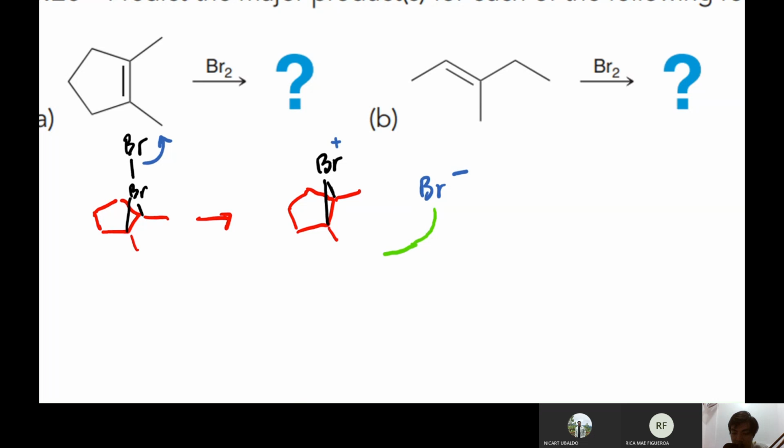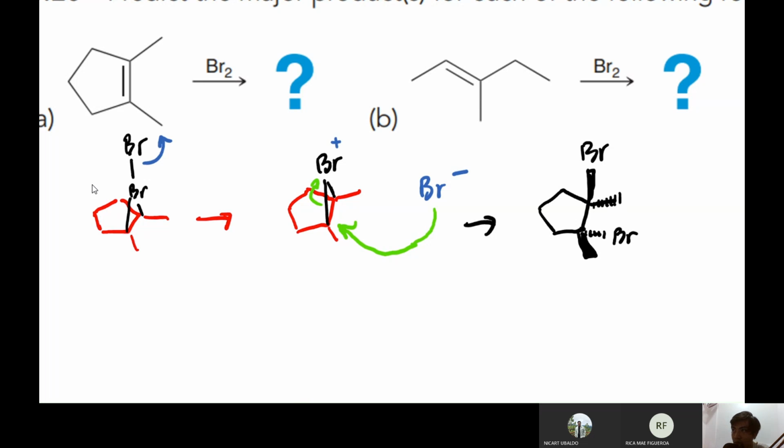Kunwari, atakehan ko siya dito sa left. So what will happen is that, ganito. Mapupunta ang iyong Br. Ang hirap mag-drawing ng 3D. Nasa taas ang iyong Br, so magiging wedge dash yan. Then ano mangyari? Yung isa mong Br, dito siya umatake, diba? So nasa baba siya. Itong CH3 mapupunta yan sa taas. Ganun lang yung mechanism niya.